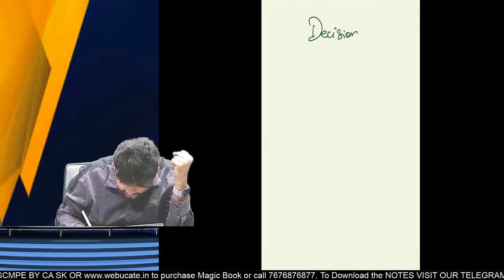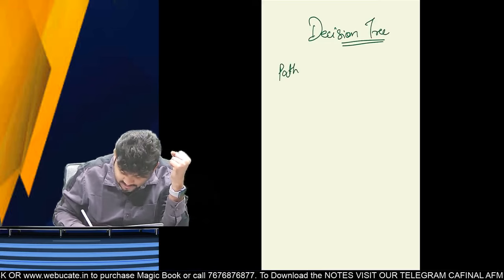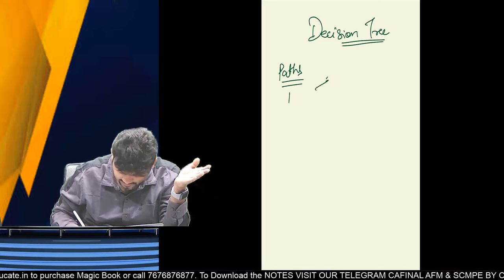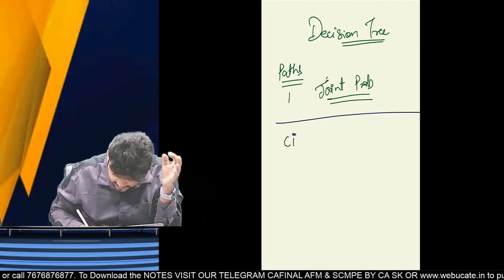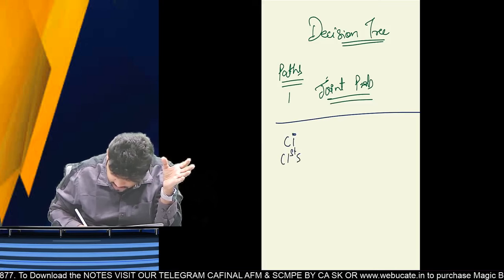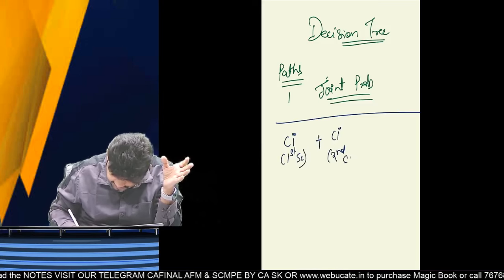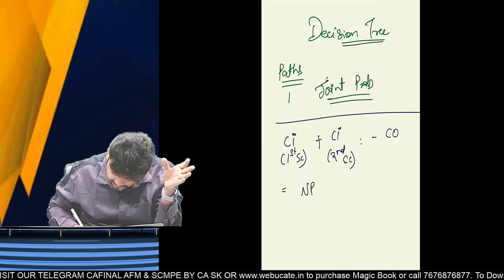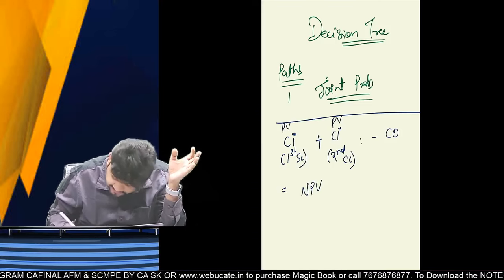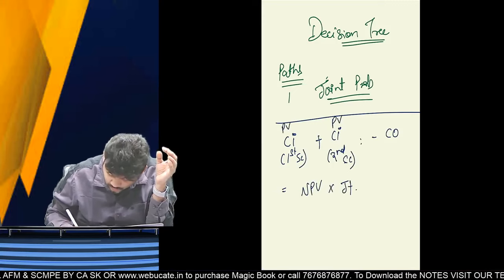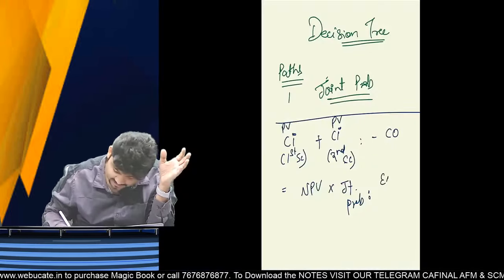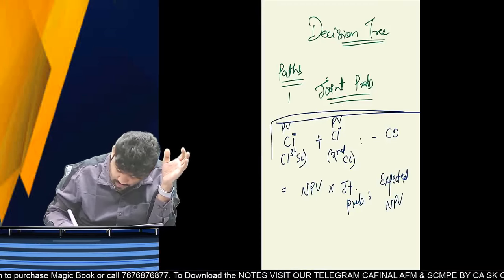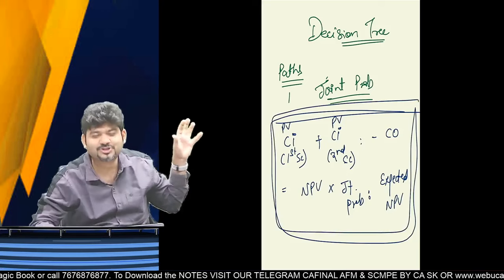So what I will do in case of decision tree, guys, is calculate the joint probability. So paths we will write here, then we will calculate the joint probability. Using this, we will first calculate the cash inflow of the first scenario, cash inflow of the second scenario, minus cash outflow. We will get the net present value. So present value of cash inflow of each scenario, we will get the net present value, to which we will multiply the joint probability. We will get the final net present value, the expected net present value. Got it, guys? Follow this whole thing.